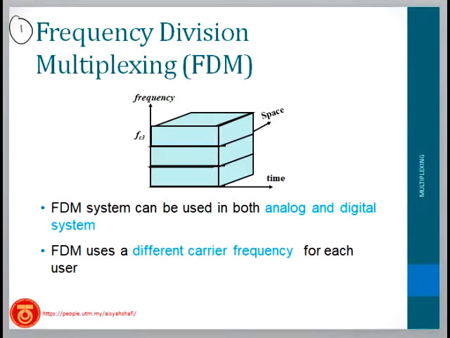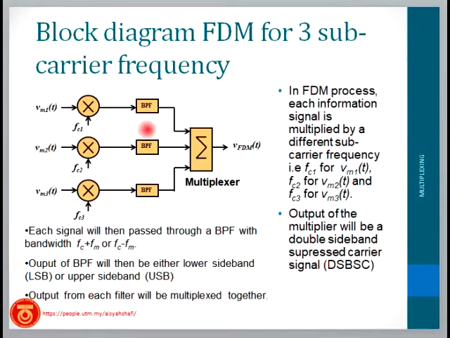Frequency division multiplexing, FDM. The FDM system can be used in both analog and digital systems, and FDM uses different carriers. That means different carriers. So we have here the spectrum, with FC1 and FC2. Each signal will be sent based on its carrier, that is, we have different carrier frequencies.